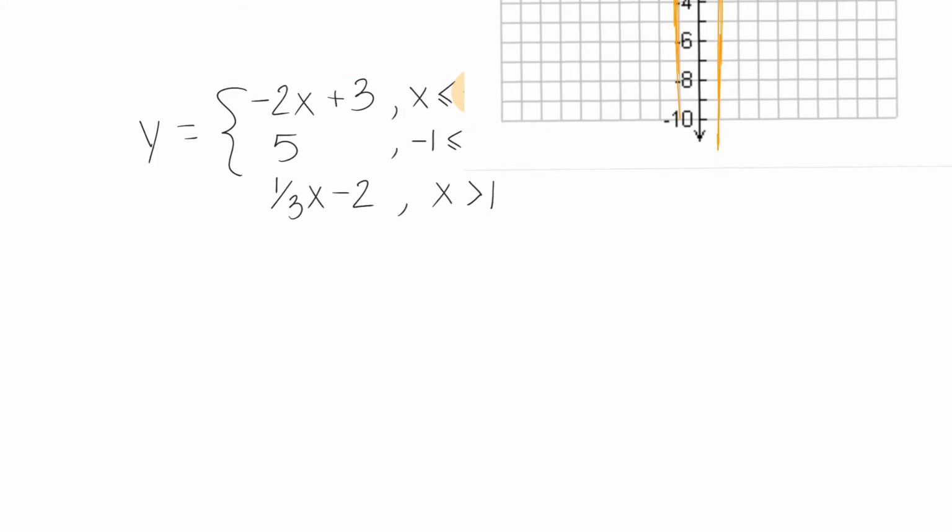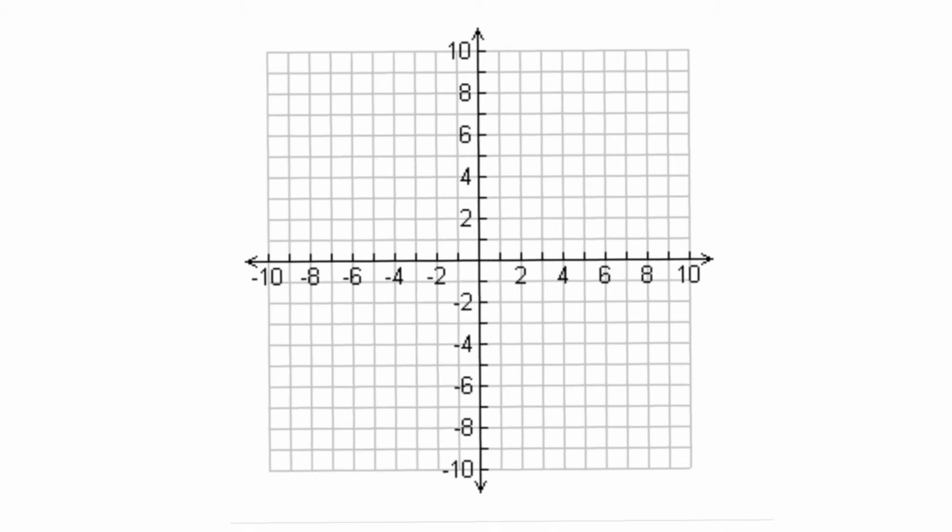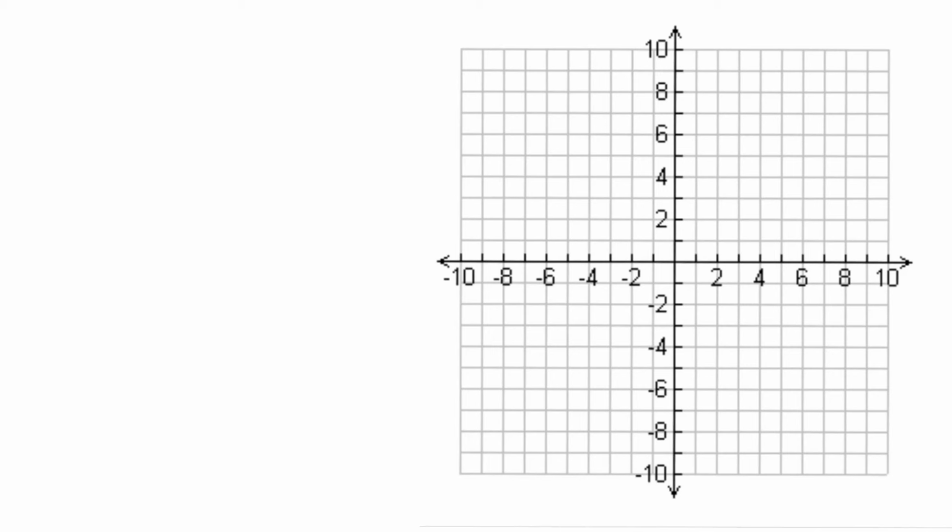Okay, let's do one more. And let's say we've got something that really won't make our heads hurt too much. Okay, let's say we've got y equals squiggly bracket 2x, -1, and x plus 3.